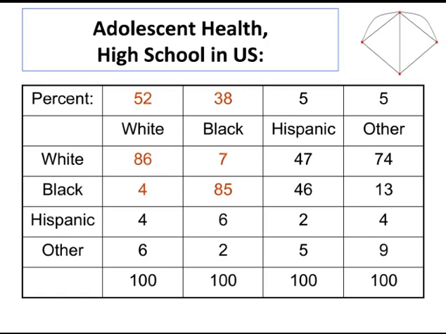If you look at the data, 52% of the students are white here. 86% of the friendships of whites are with other whites. Blacks are 38% of the school, and 85% of their friendships are with other blacks. Interestingly, Hispanics are 5%. Once you become a very small group, you tend to integrate well, so they're very well integrated. Only 2% of their friendships are with other Hispanics, and they tend to integrate more than other groups.